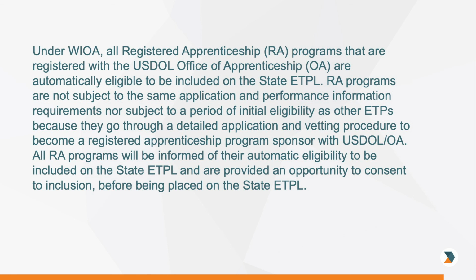So again, if it's a registered apprenticeship program, it's been approved by the U.S. Department of Labor, they don't have to go through the local area or through the state to be approved. They're approved automatically. They just need to provide us with information and we'll add that to the ETPL at that point. Their programs are subject to be approved every 2 years. So every 2 years, then they will be reevaluated at that point.